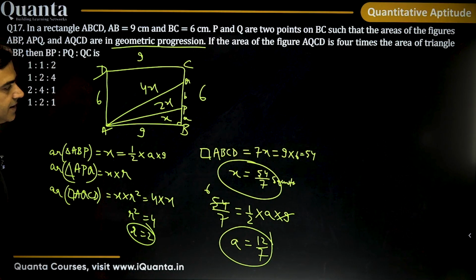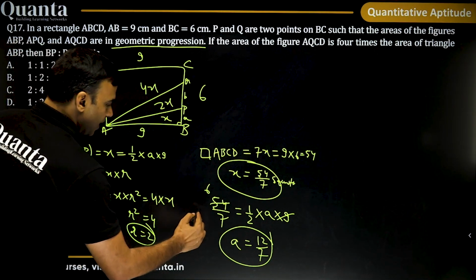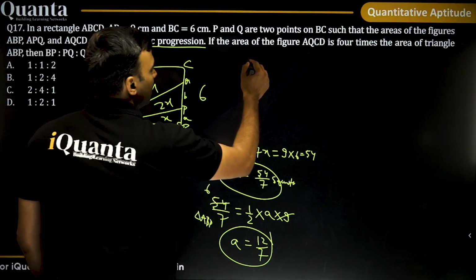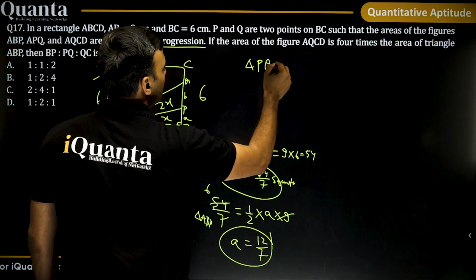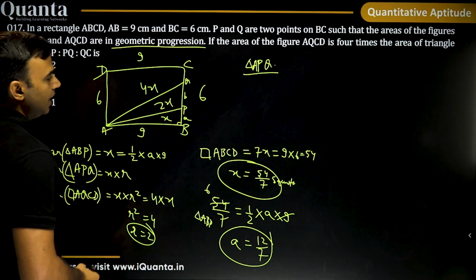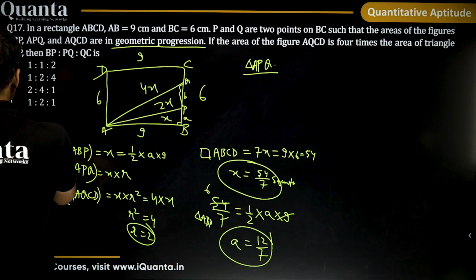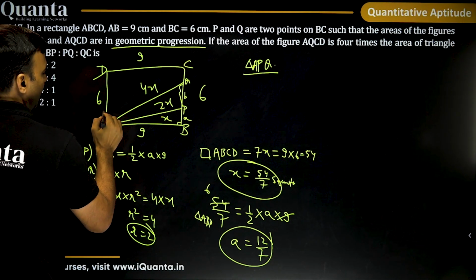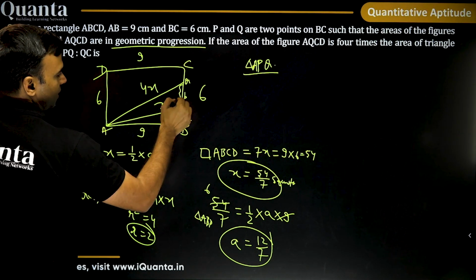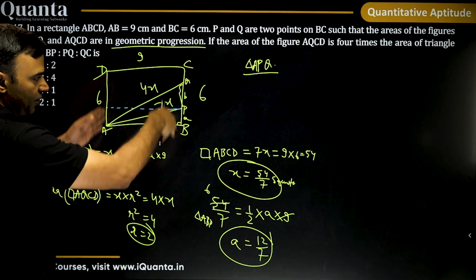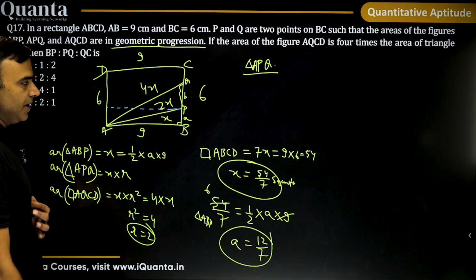12 by 7. This is triangle ABP. Similarly, look at triangle APQ. In that, the base is B and the height is still the same. I'll change the color. The height, from this point to this base, is still the same, right? Because these two are parallel lines, the distance is going to be the same anywhere.